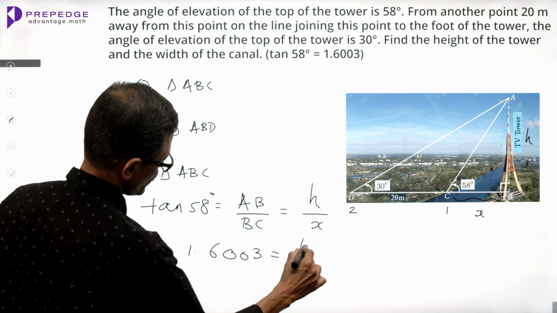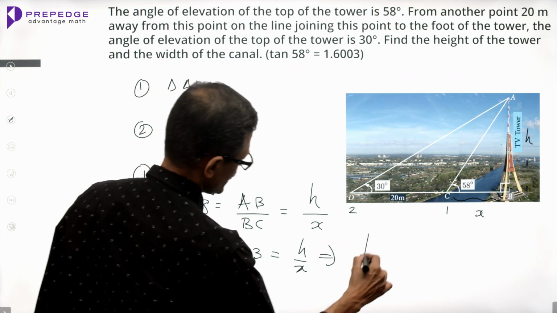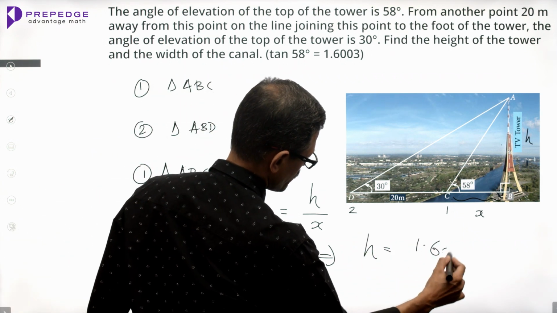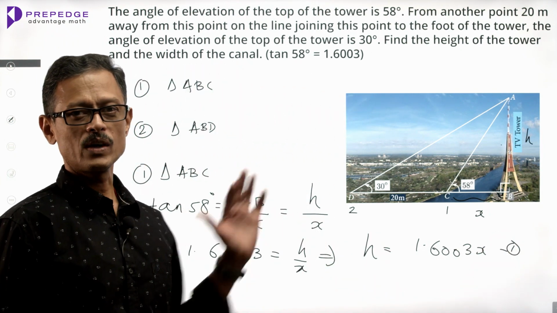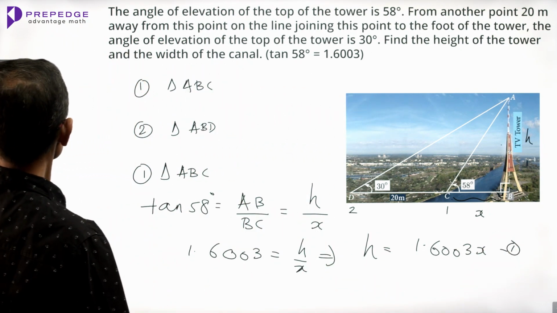1.6003 is equal to h by x. So height of the TV tower is equal to 1.6003x. இது வந்து statement 1 or equation 1 ன்னு எடுத்துக்கலாம். Let's move on to the second right triangle.